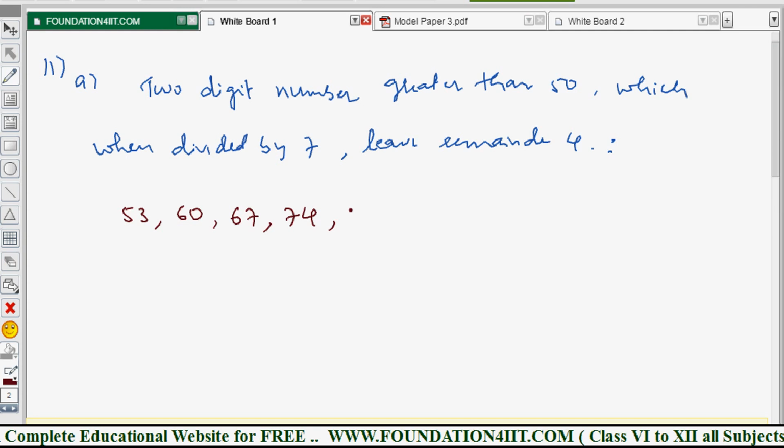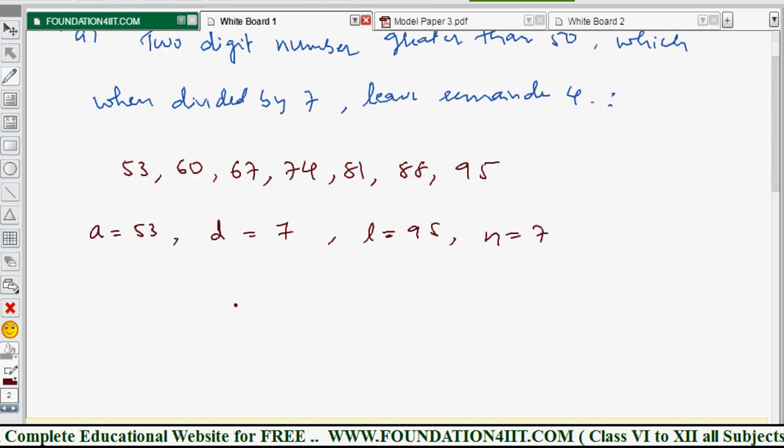Then 74, 81, 88 and 95. Because after 95, the next number is 102, that is a 3-digit number. Only this is the series. So this series is an AP. A is equal to 53, the first number, and the difference d is 7. The last number l is equal to 95 and n is equal to 7, the total number of terms, 7 are there.